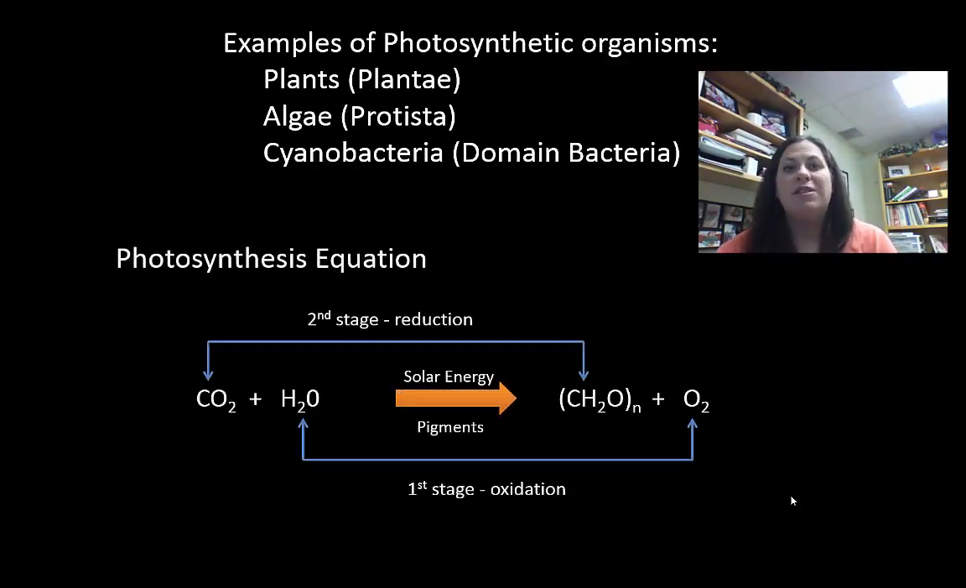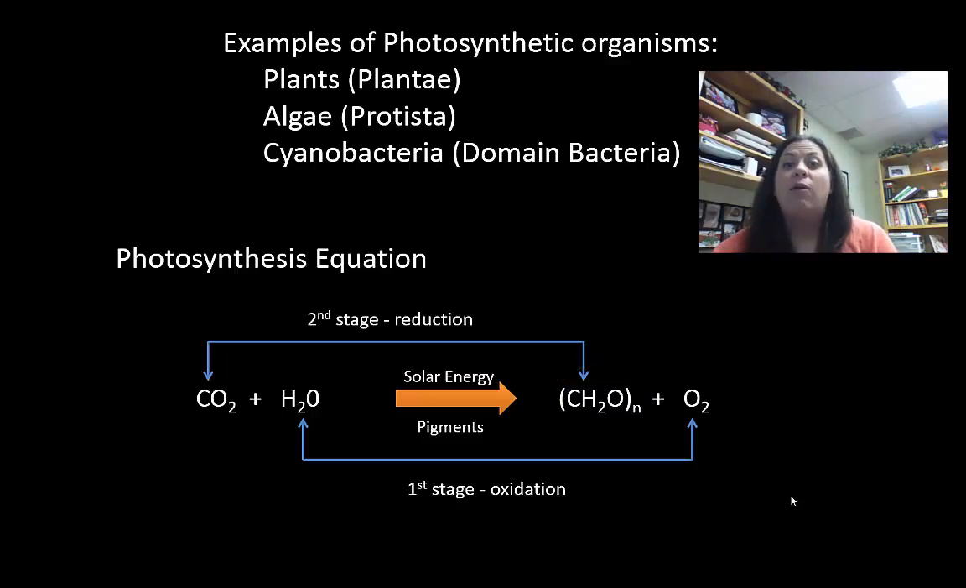You also need to make sure that you understand the equation of photosynthesis. So it's listed here. If you'll notice, you have carbon dioxide plus water. Not only do you have to have those two things, you also need to have solar energy and the pigments. All of that working together can create the sugar, which is the CH2O, and the oxygen, which is the O2.